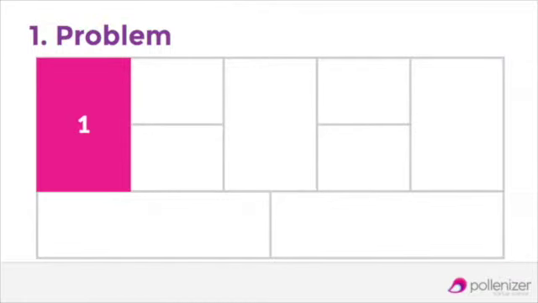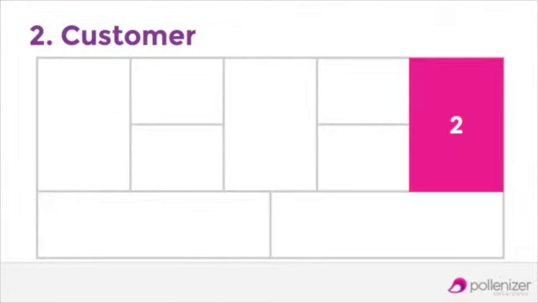So the first cell on the left is the problem, and it's the customer's problem that we're trying to solve, not your problem as a company. So what specifically is the problem that the customer has? And perhaps you might explore how they're solving it today. If there's a real problem out there, those customers are solving it the hard way today.